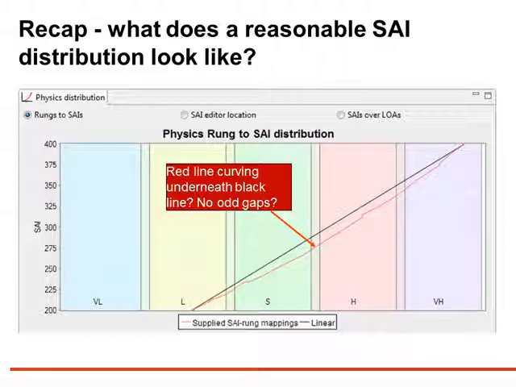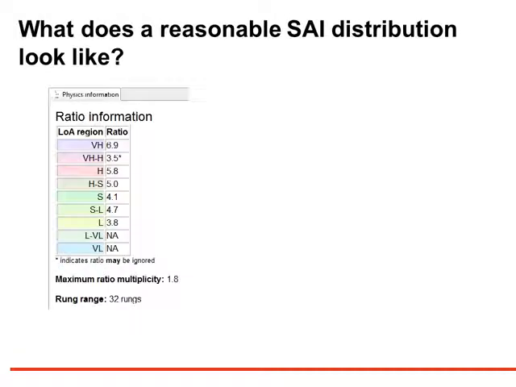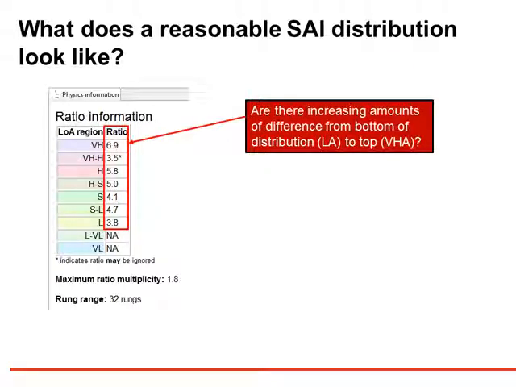To recap, when checking SAIs, first look at the rungs to SAIs graph to see if there appears to be increasing amounts of difference from the bottom to the top of the distribution and whether there might be any odd gaps that indicate students have SAIs that are inconsistent with their placement on the form R6. Next, look at the ratio information table to double check there are increasing amounts of difference from the bottom of the distribution to the top.